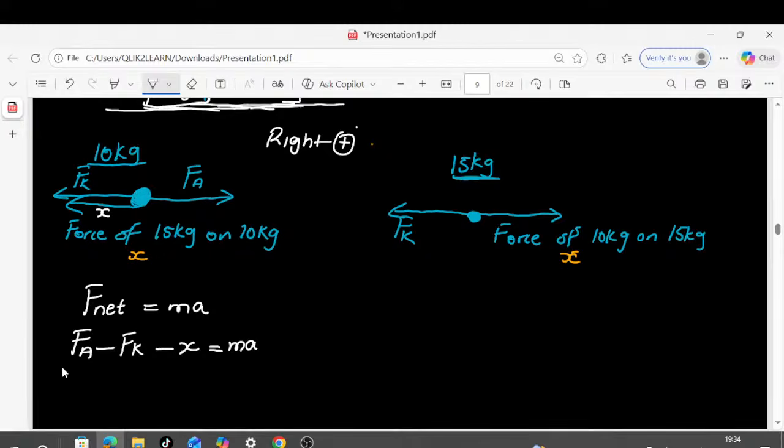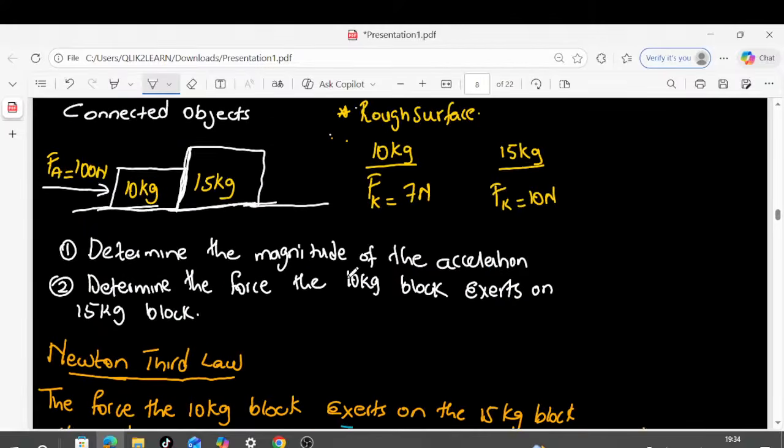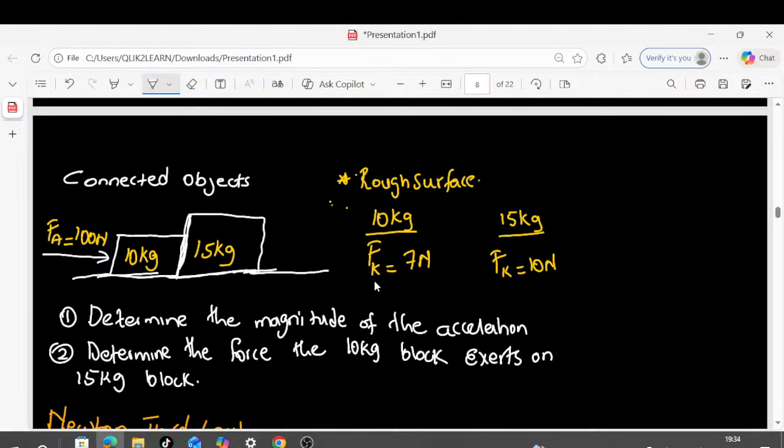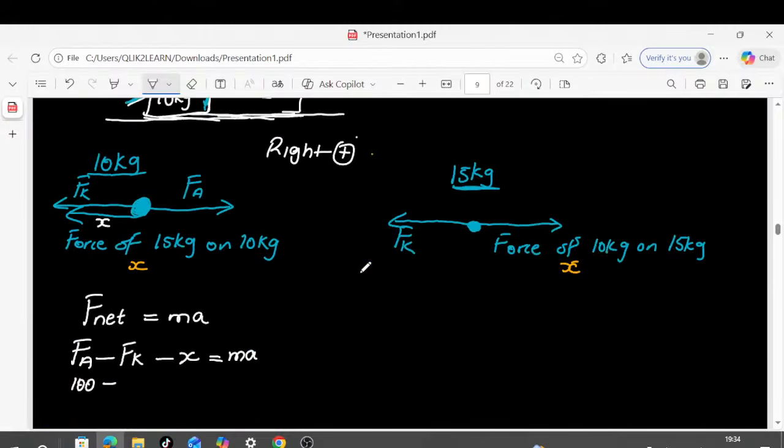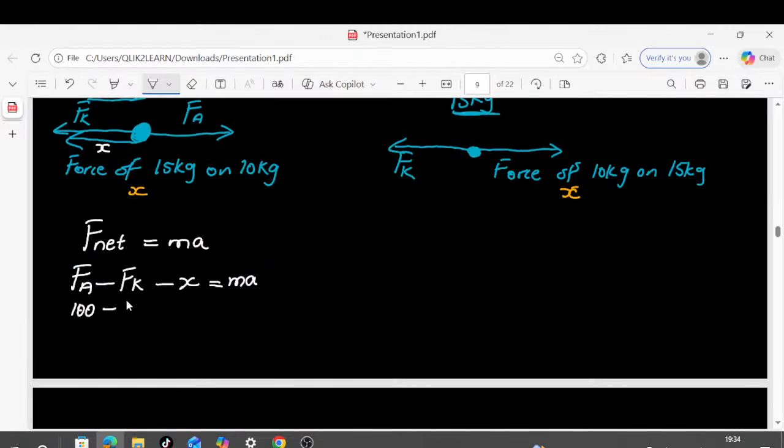So now we can substitute what we have. The F applied was given as 100 newtons, minus Fk. What is the kinetic friction for the 10 kg block? It was given as 7 newtons. So we're going to minus 7 newtons. I'm just going to write it here and say this is my 7. We minus x is equal to the mass. Remember, this is for the 10 kg block, so this will be 10a. I hope everyone is happy with that.